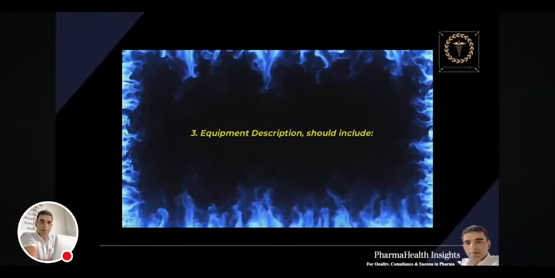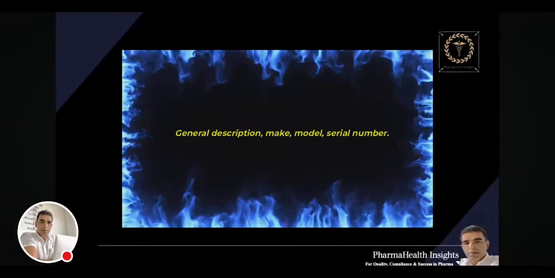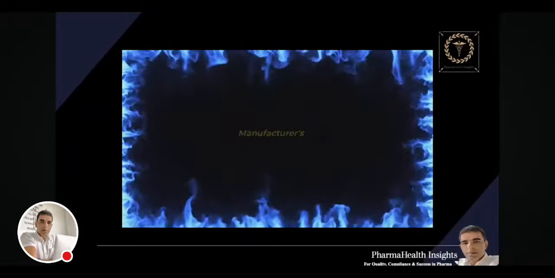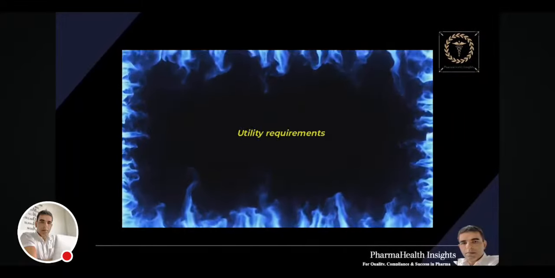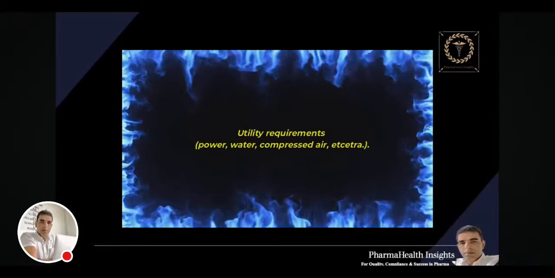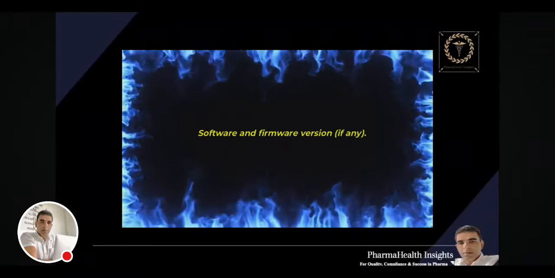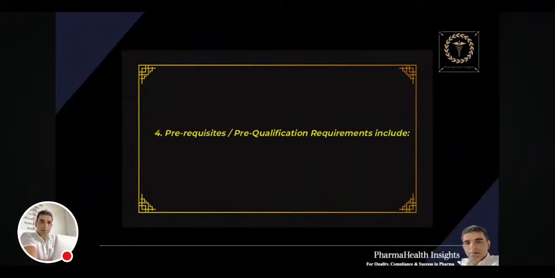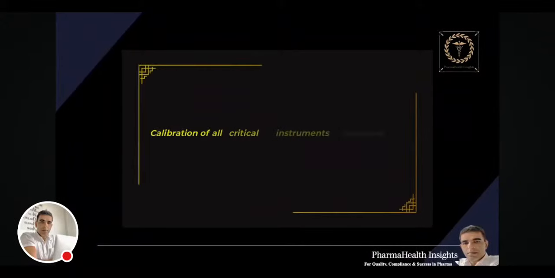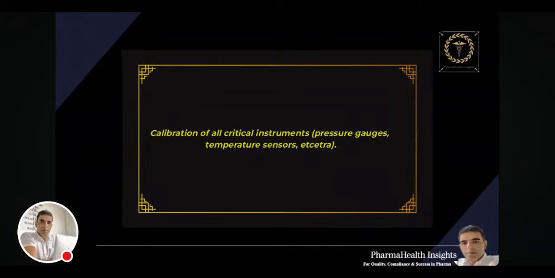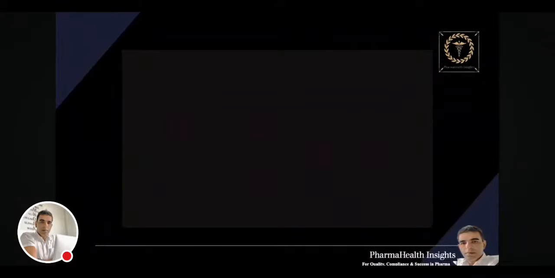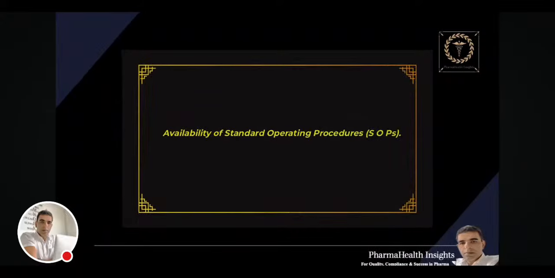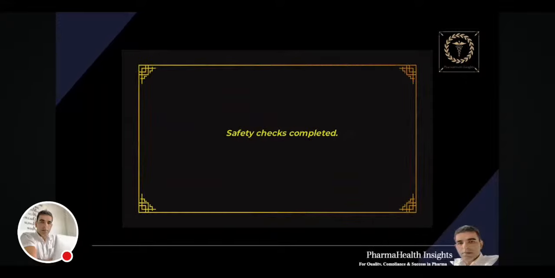3. Equipment description should include general description, make, model, serial number, manufacturer's name and address, utility requirements, power, water, compressed air, etc., software and firmware version, if any. 4. Prerequisites. Pre-qualification requirements include completion of installation qualification, IQ, calibration of all critical instruments, pressure gauges, temperature sensors, etc., availability of standard operating procedures, SOPs, availability of qualified operators, safety checks completed.